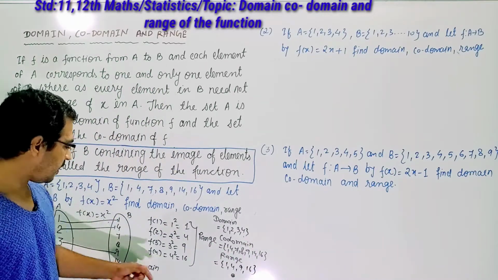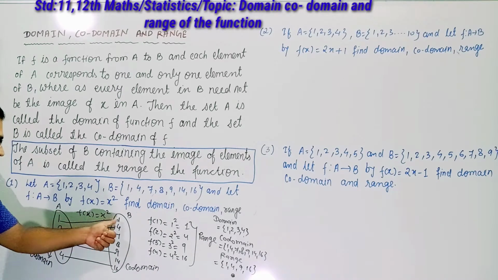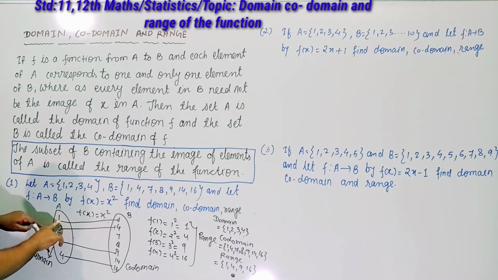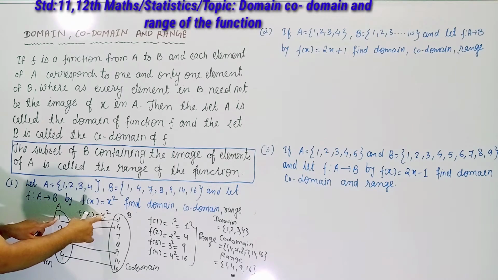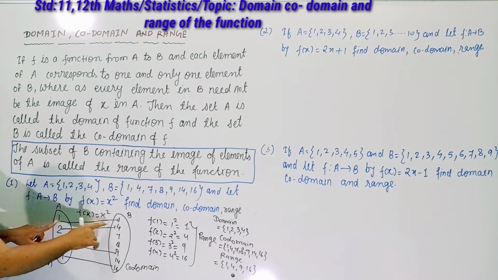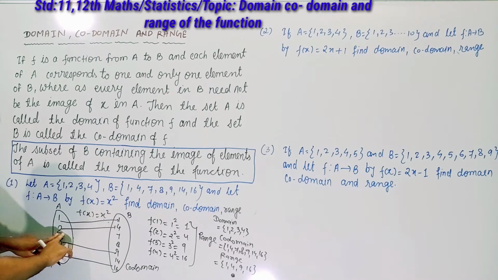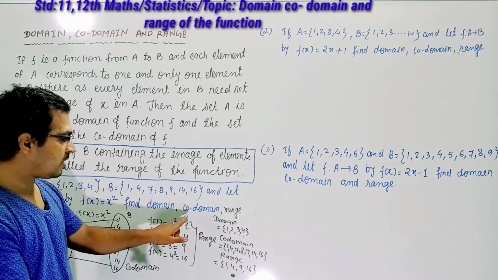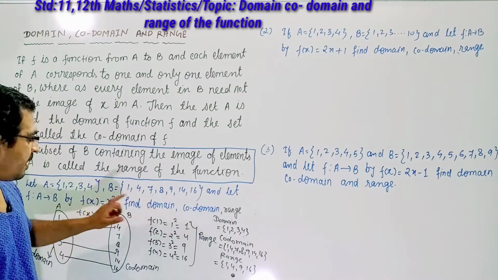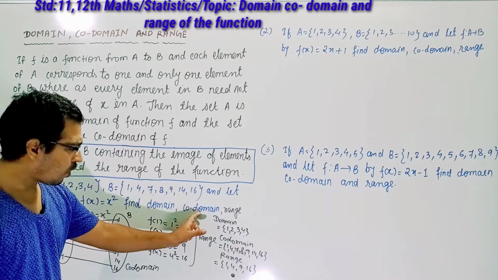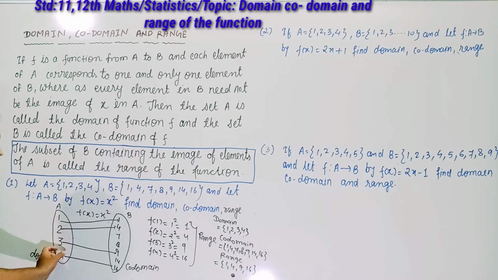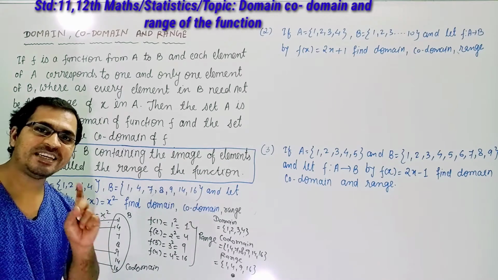In short, the image of 1 is 1 according to this function f of x equals x square. The input is 1, you get x square, that means 1. The image of 1 is 1, the image of 2 is 4, the image of 3 is 9, and the image of 4 is 16. In short, students, you can say that the domain is the elements of set A, the codomain is the elements of set B, and the range is the image of set A.